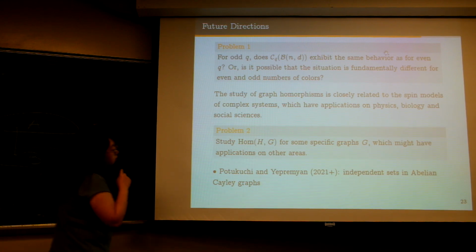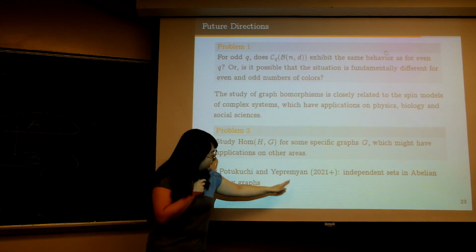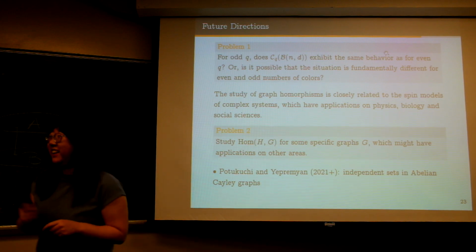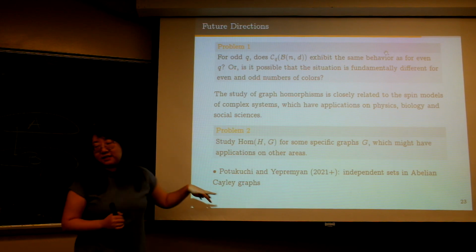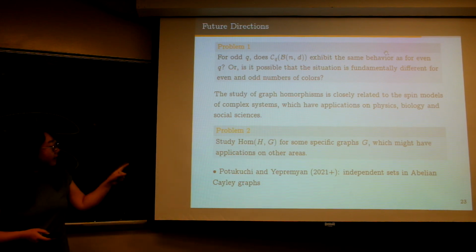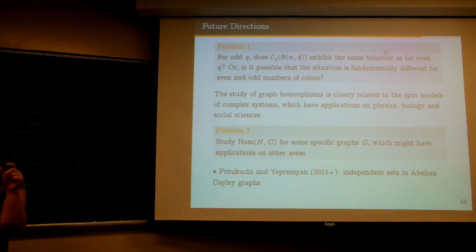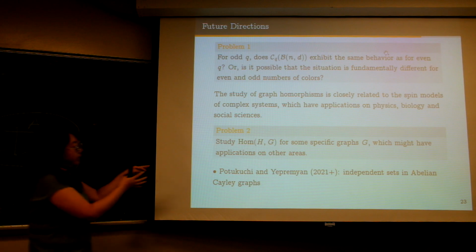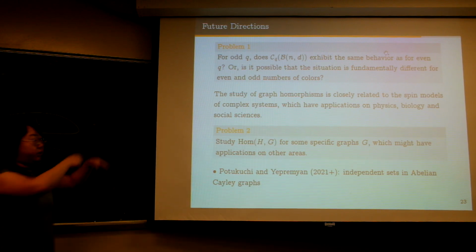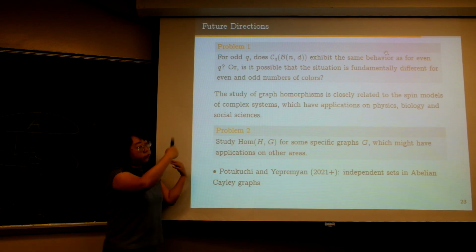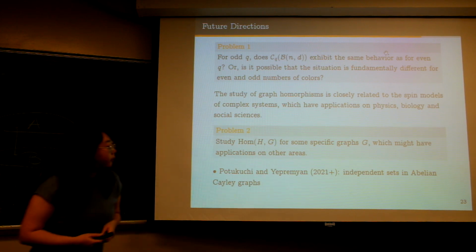And there's one follow-up paper by Putukuchi and Yapri, as they studied the independent set on the abelian Cayley graphs. So for abelian Cayley graphs, I think if you choose some nice group, then the generated Cayley graph will be bipartite and have a good expansion property. So you can actually adopt this framework, I would say this line of method, to the abelian Cayley graph.